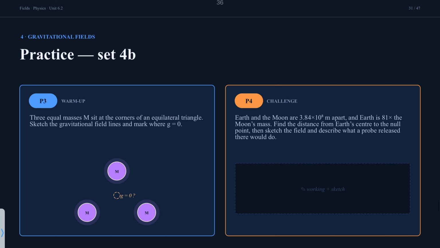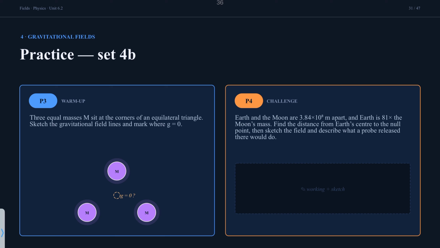Now, let's try problem 4. Earth and the moon are 3.84 times 10 to the 8th meters apart, and Earth is 81 times the moon's mass. So that's a lot, right? That's why I told you the moon is kind of tiny compared to us. But we are also tiny compared to Jupiter and the sun, and Saturn as well. We need to find the distance from Earth's center to the null point, then sketch the field and describe what a probe released there would do.